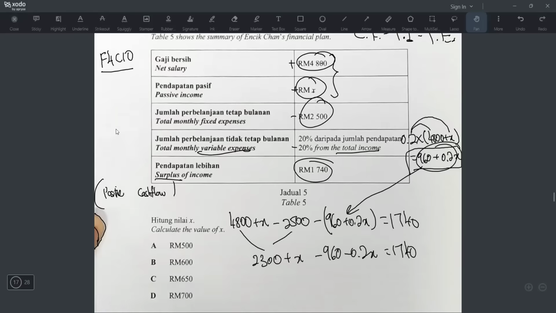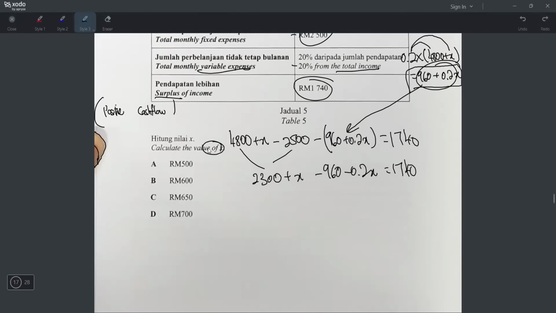Okay, now I can try to find x because that's what the question wants. So x with x can do, number with number can do. So 1x minus 0.2x, 0.8x. And then number with number can do. 2300 minus 960, I'm gonna get 3260. And then here will be 1740. So to find x, I want the x to be single. So I have to move one by one. So the 3260 go there first. So plus becomes minus.